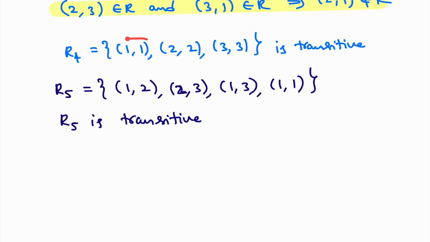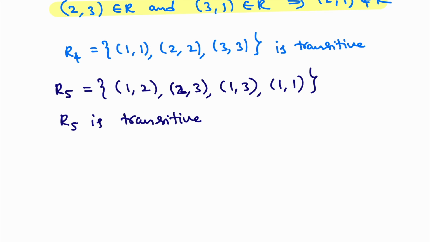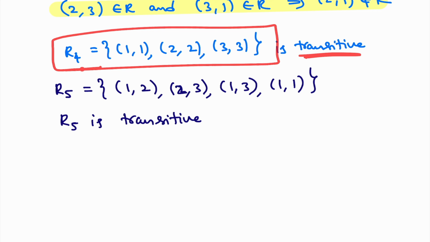Now we know that this type of element always passes the symmetric test. What is the symmetric test? Symmetric means x comma y belongs to R means y comma x also must belong to the relation, right? For 1 comma 1, the reverse order is also 1 comma 1. This type of element always passes the symmetric test. So this relation is symmetric also. As we discussed now, it is transitive. Yes, this relation is clearly transitive. So this relation is an equivalence relation, because it is reflexive, symmetric, and transitive.